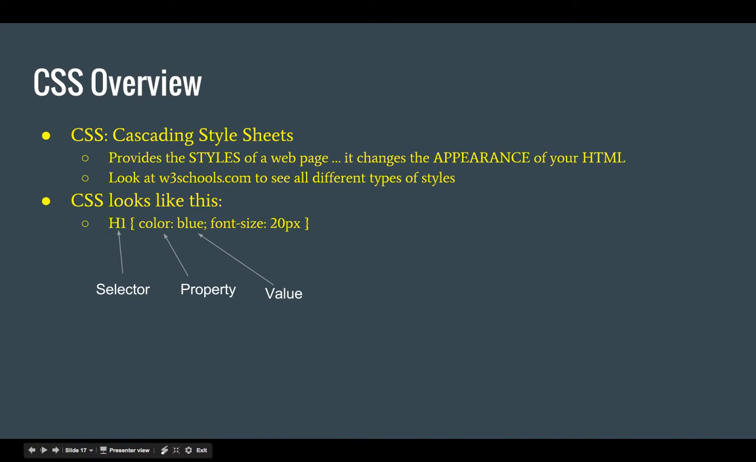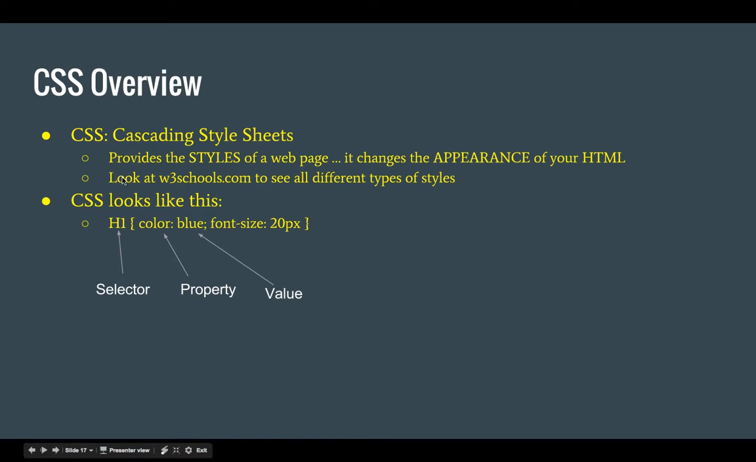Okay, so what is CSS? Again, anything in yellow highlight is something that you want to pay attention to. CSS stands for Cascading Style Sheets. So it actually provides the styles of a web page. What does HTML do? What does it provide? It actually provides the content of the web page. And CSS actually provides the styles. So it changes the appearance of your HTML.